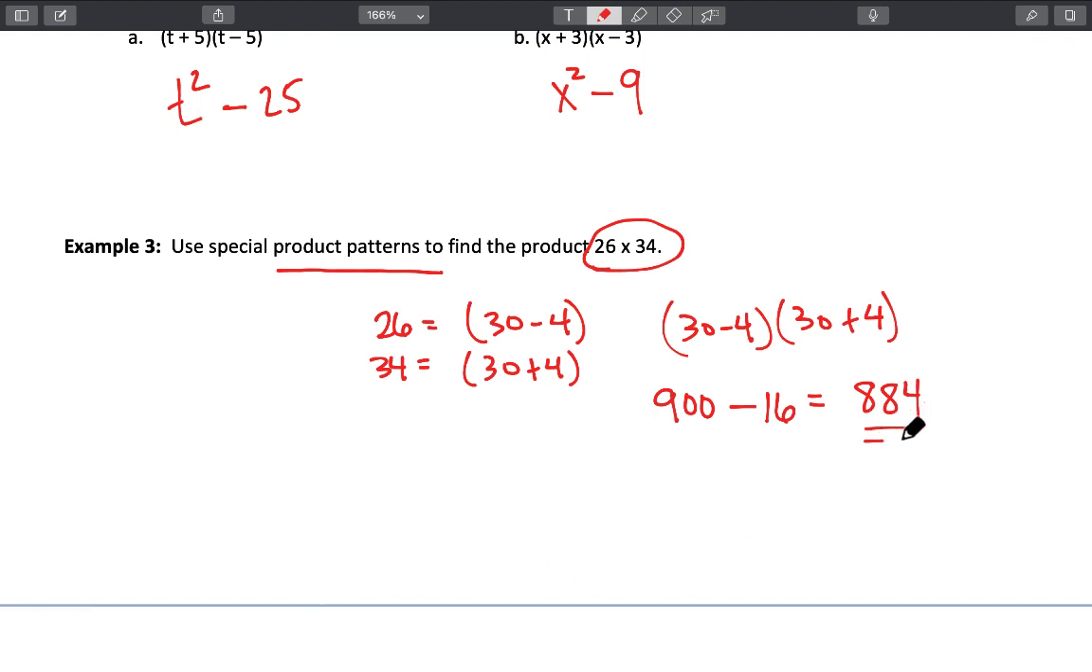Pretty interesting. See if you can do one. Let's make this a little bit harder. How about we do 42 times 38? Go ahead and try that. Rewrite it just like we did with 26 times 34 and see what you come up with for that special product.